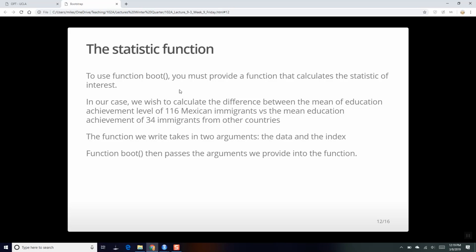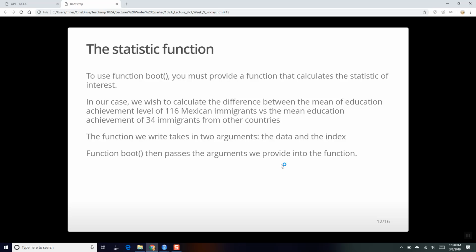Okay, and so again, what we're trying to do is calculate the mean education achievement level of basically 116 values from the column that represent our group from Mexico, and 34 values from the column that represents our values from other countries. Whenever we write a function for this statistic, there's always going to be 2 arguments. Your function is always going to take the data and the index. If you specify your function any other way, it's going to break.